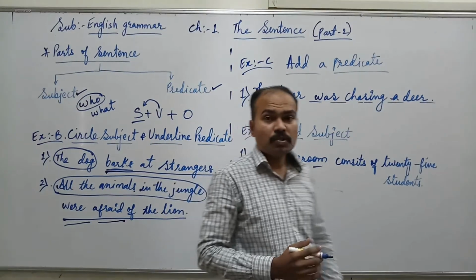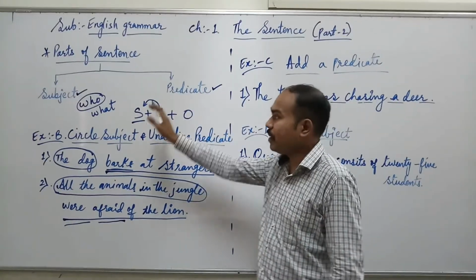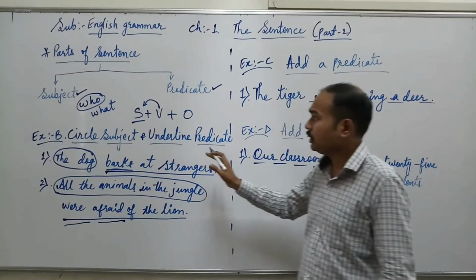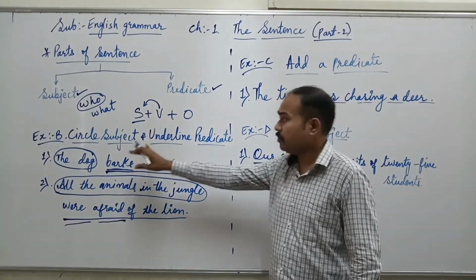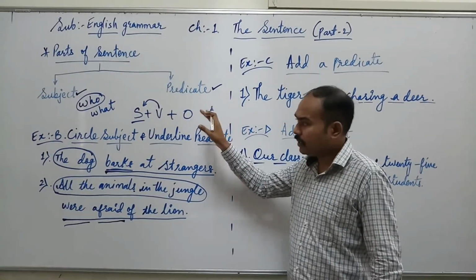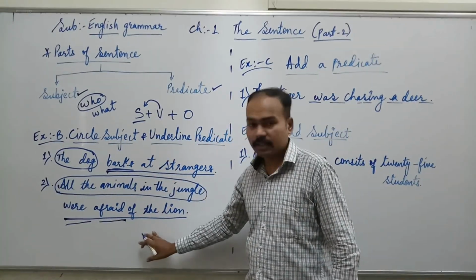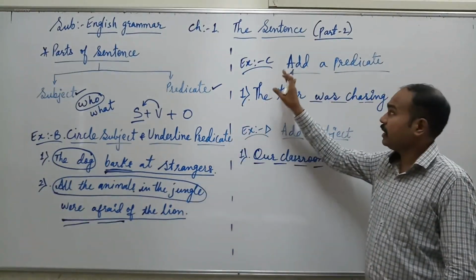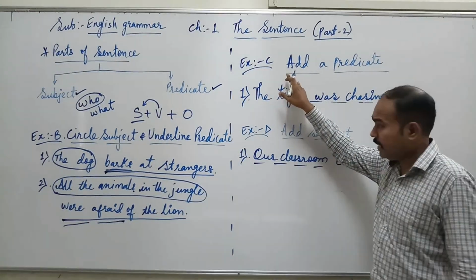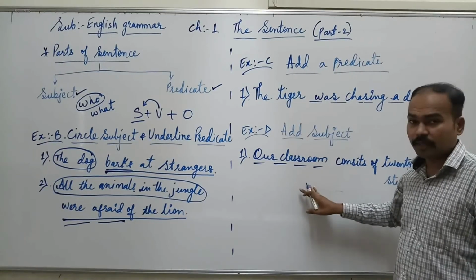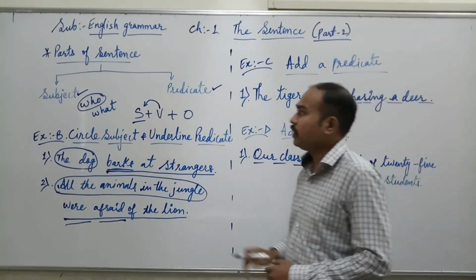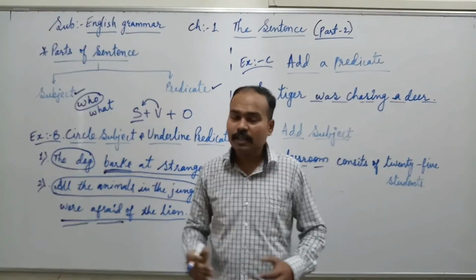Okay students, so today we have studied the parts of sentence and how to identify subject and predicate. Along with that we have done 2 questions in exercise number B, as well as adding a predicate and adding a subject. So I hope you have understood this topic. So that's all for the day.